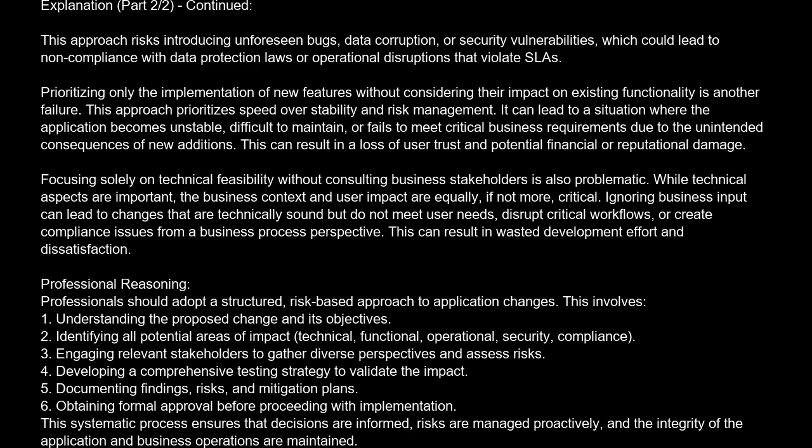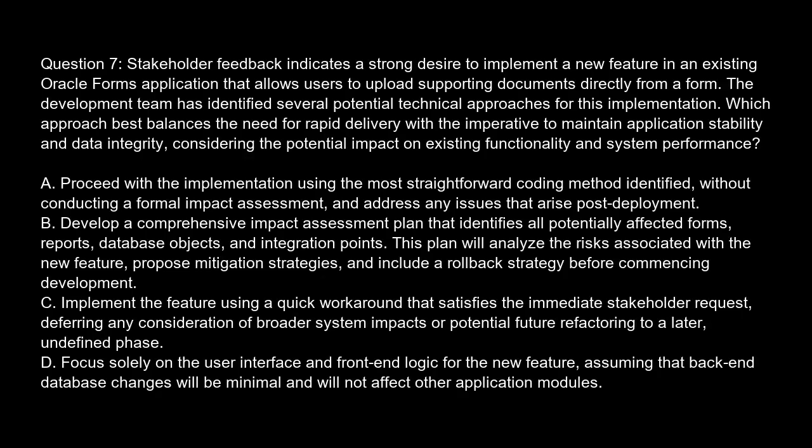Professional reasoning. Professionals should adopt a structured, risk-based approach to application changes. This involves: 1. Understanding the proposed change and its objectives. 2. Identifying all potential areas of impact: technical, functional, operational, security, compliance. 3. Engaging relevant stakeholders to gather diverse perspectives and assess risks. 4. Developing a comprehensive testing strategy to validate the impact. 5. Documenting findings, risks, and mitigation plans. 6. Obtaining formal approval before proceeding with implementation. This systematic process ensures that decisions are informed, risks are managed proactively, and the integrity of the application and business operations are maintained.